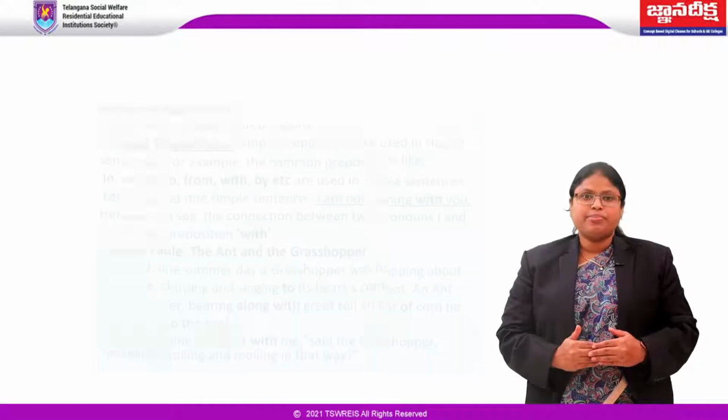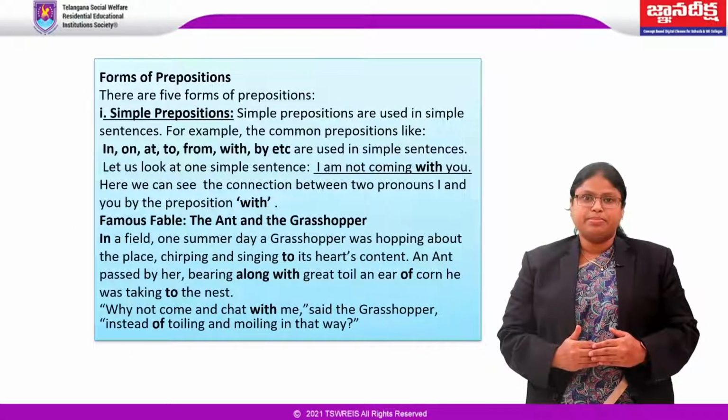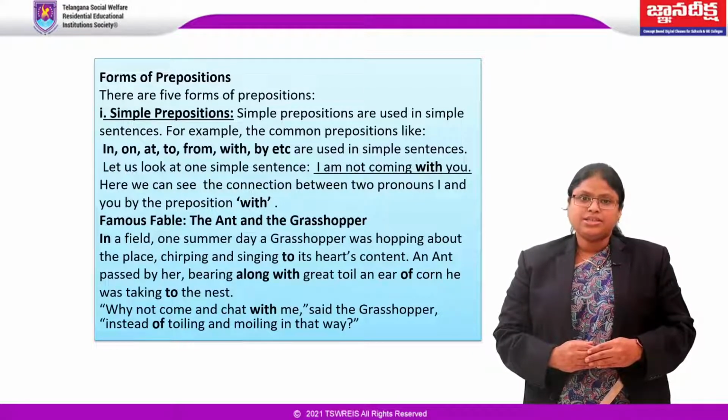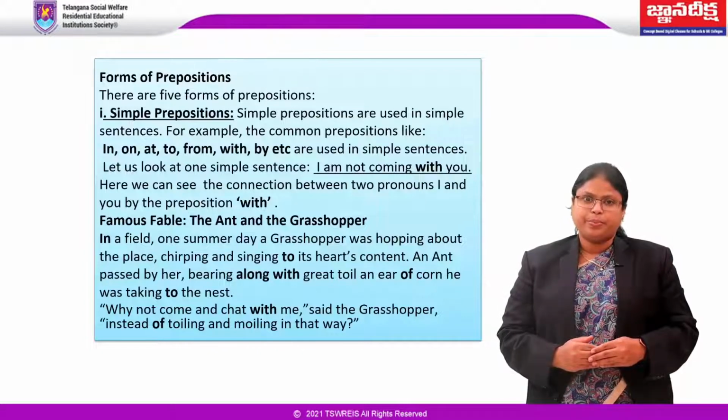First, the simple preposition. Simple prepositions are used in simple sentences. For example, the common prepositions like in, on, at, to, from, with, by, etc. are used in simple sentences. Let us look at one simple sentence. I am not coming with you. Here, we can see the connection between two pronouns, I and you, by the preposition with.